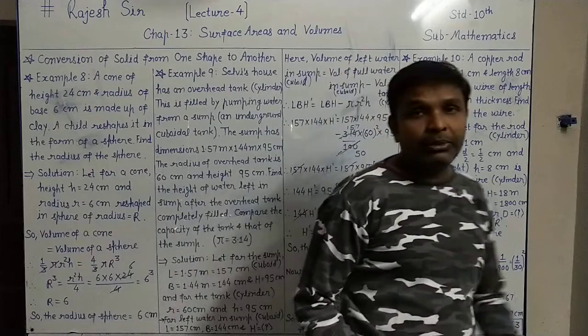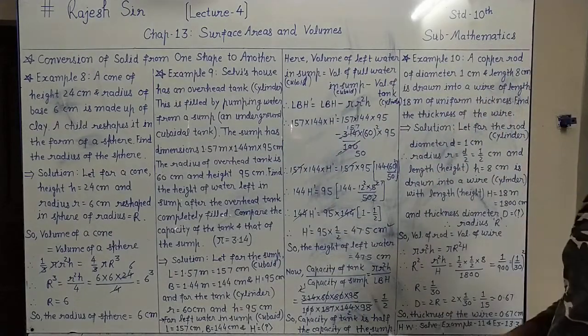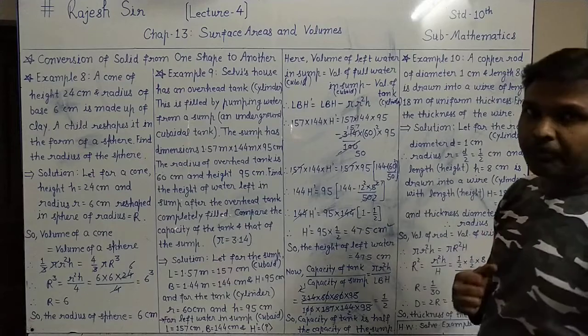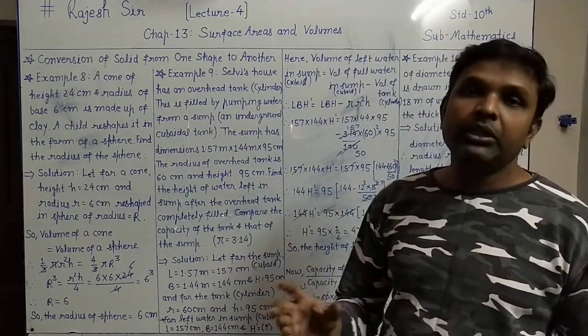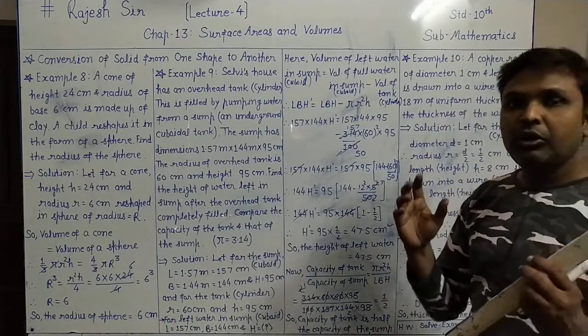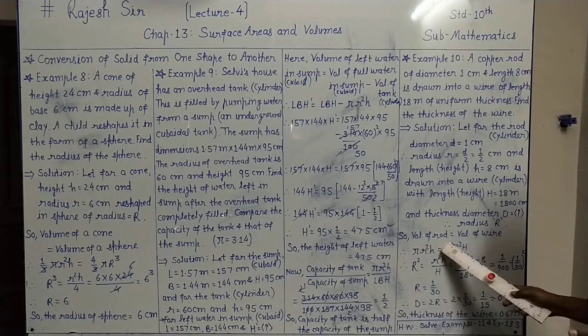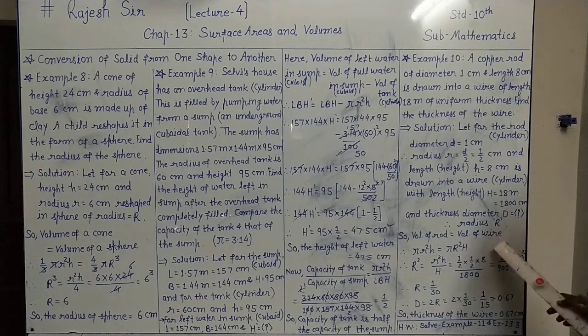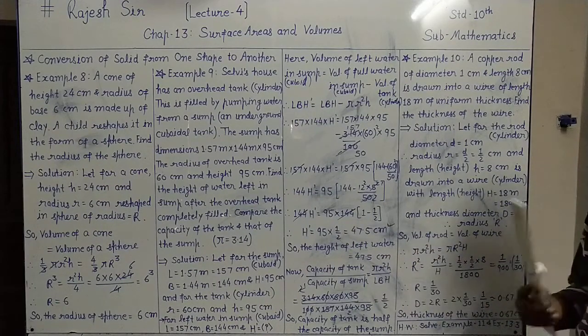Again, the same concept here in conversion of solids. If from the rod the wire is made, what will be equal? The volume of the copper rod will be equal to the volume of the copper wire. So here, volume of the rod equals volume of the wire. Both the shapes are cylindrical, so the formula will be the same: volume of cylinder, pi r square h.